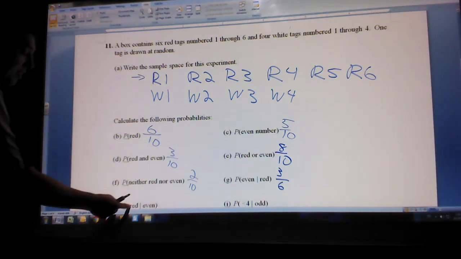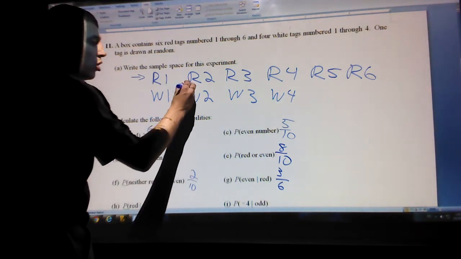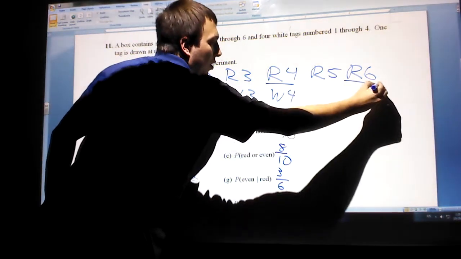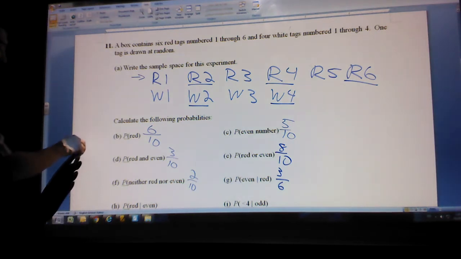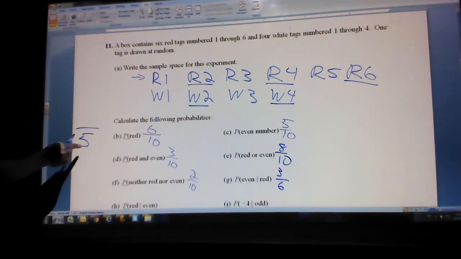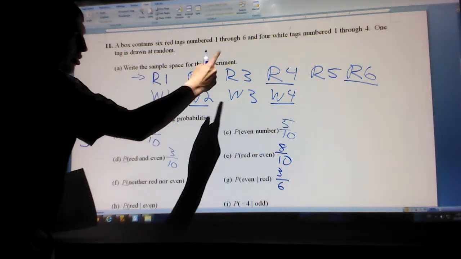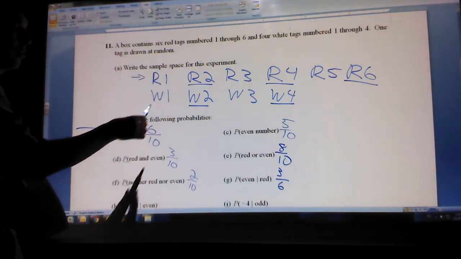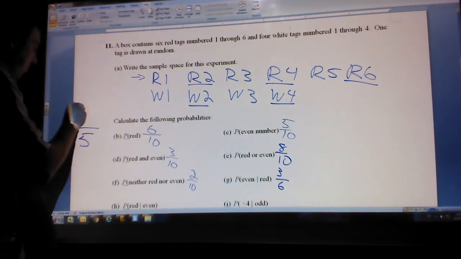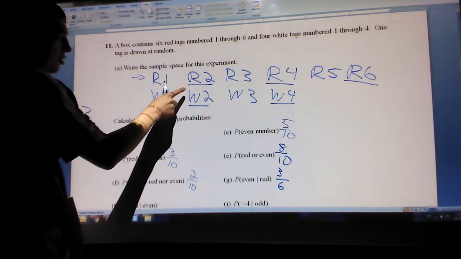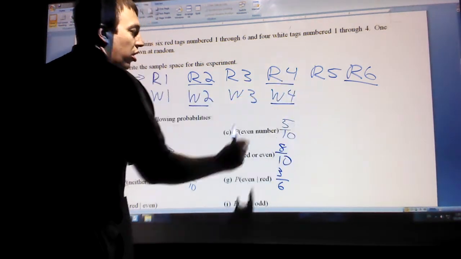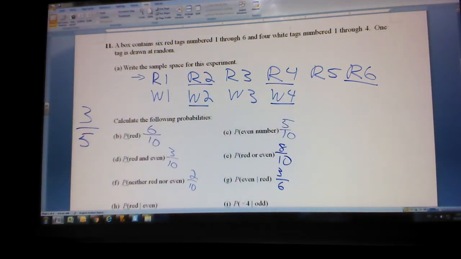H, given that it's even. How many of them are even? 1, 2, 3, 4, 5. So the denominator is 5. For H, it is 5. Of those that I underlined, how many of them are red? 1, 2, 3. So these 5 tags are in my hat. All the other ones are gone. The only ones that are in there are even. Of those, how many are red? 3.